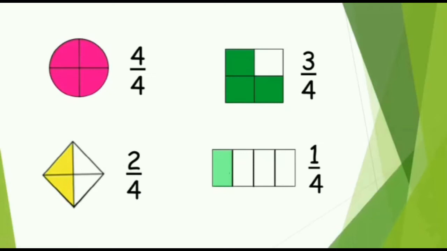Third shape is also divided into 4 equal parts, and 2 out of that are shaded, so it will be represented as 2 by 4 using fraction. Fourth shape is also divided into 4 equal parts, and 1 out of that is shaded, so it will be represented as 1 by 4 using fraction.